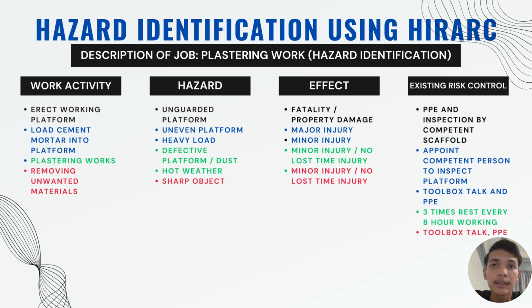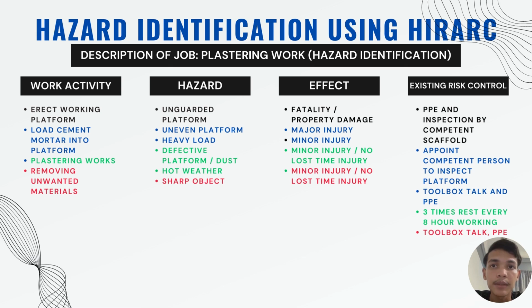And the second activity is load cement mortar into platform. The hazard is uneven platform and heavy load. The effect is minor and major injury. The existing risk control is appoint competent person to inspect platform and tools box, torque and PPE.